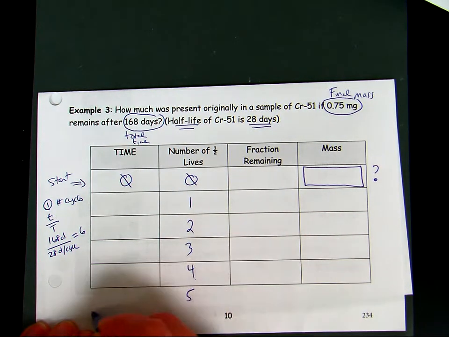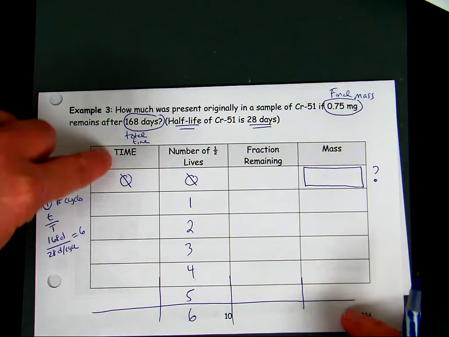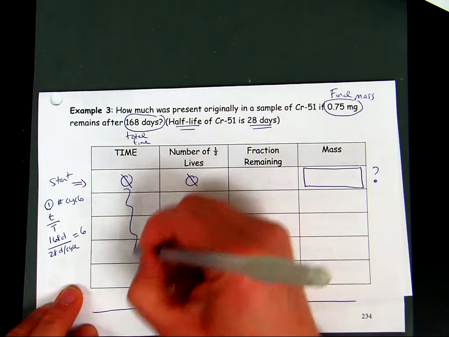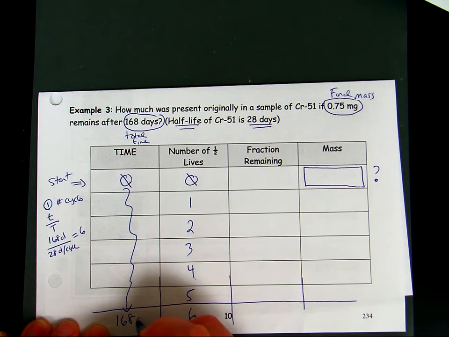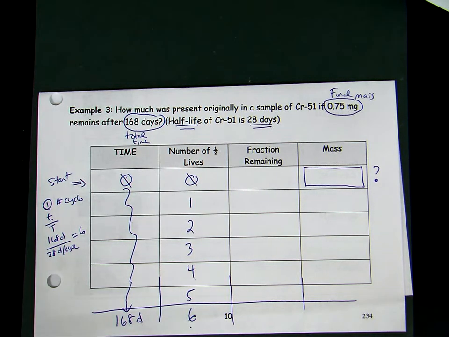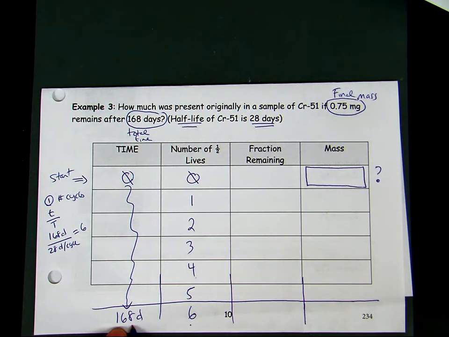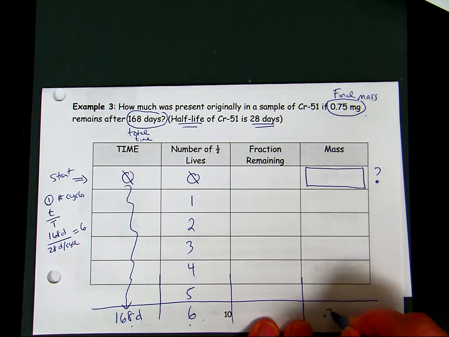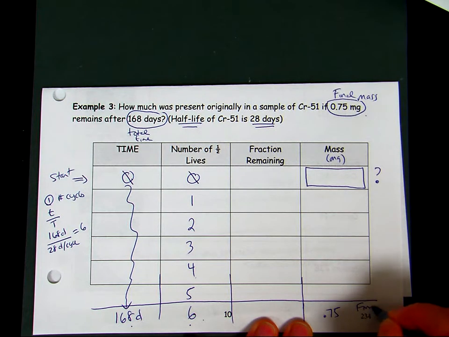I'm going to have to add an additional line here. I don't really need to fill in the individual times, but when I go from 0 cycles all the way down to the 6th cycle, that means 168 days have passed. Now, when the 168 days pass, my 6th cycle has occurred. Back up to the problem, it tells me my final mass is 0.75, and I'm just going to put the unit milligrams up here. This is the final mass.